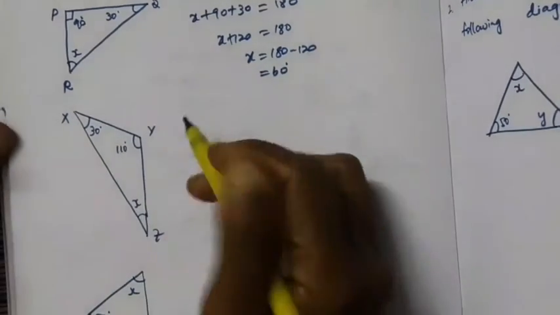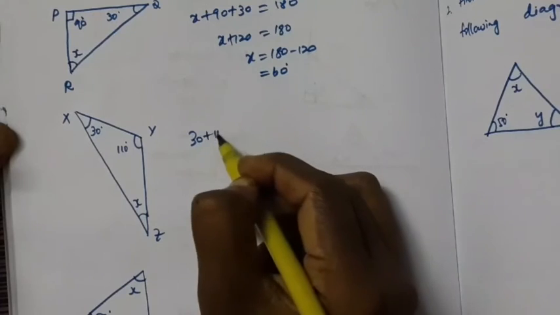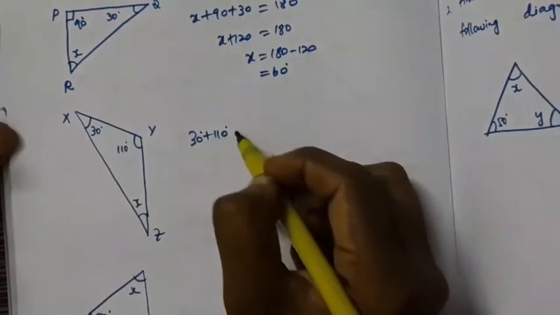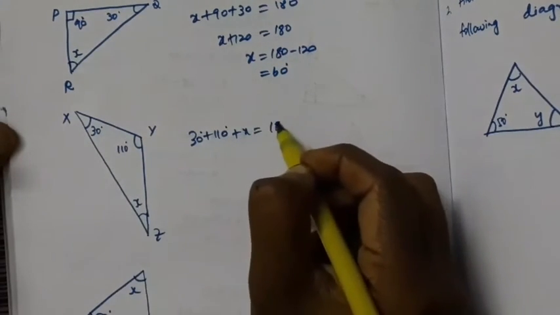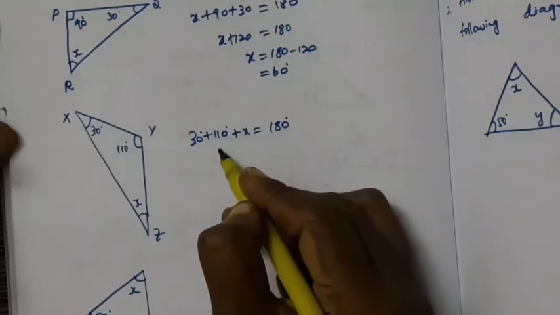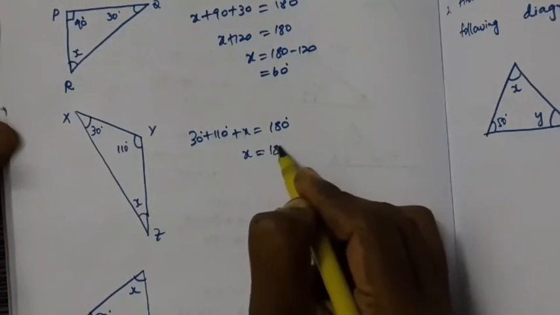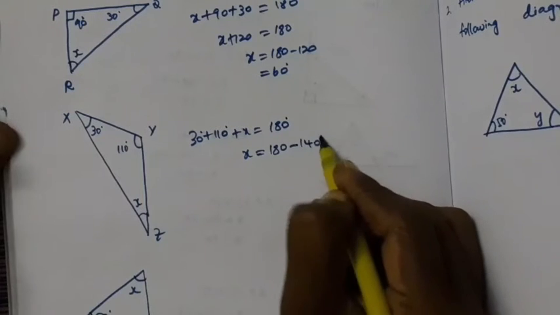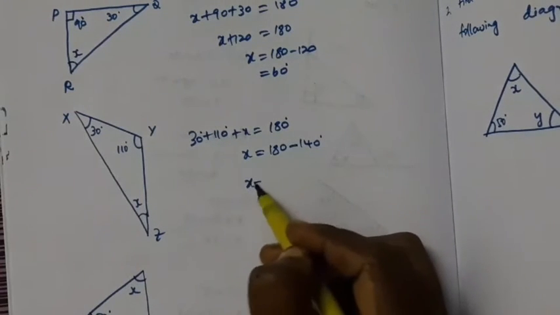And here, 30 plus 110 plus x together will give 180. Okay, so this is 140. X equal to 180 minus 140. So x equal to 40.